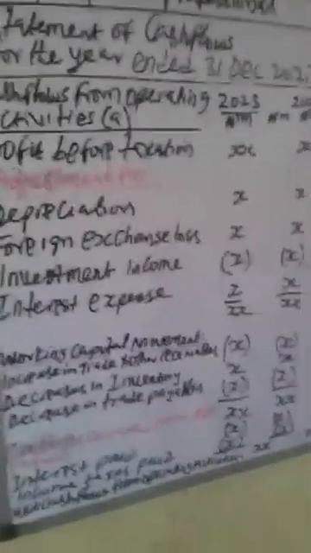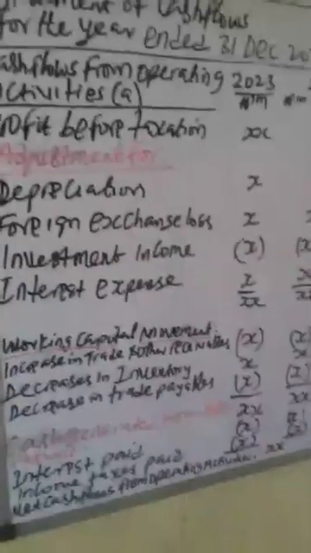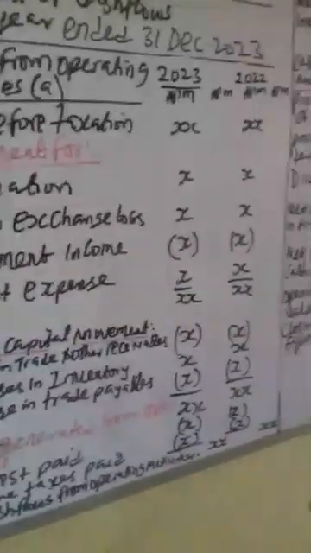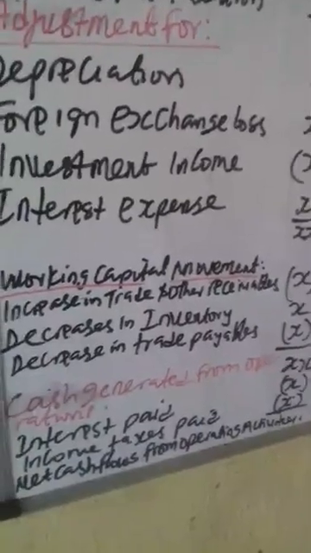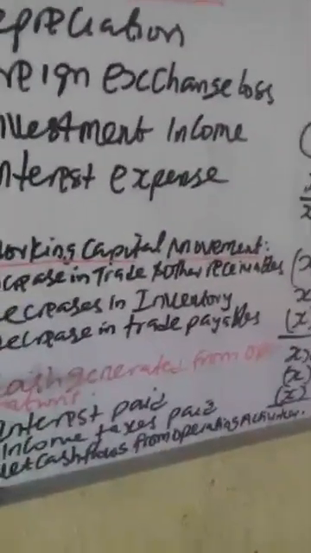From this point, where you must have deducted interest paid and income tax paid, you will have what we call net cash flows from operating activity.